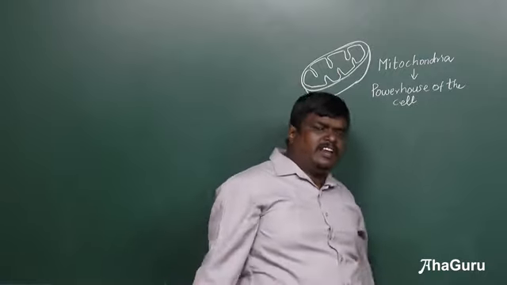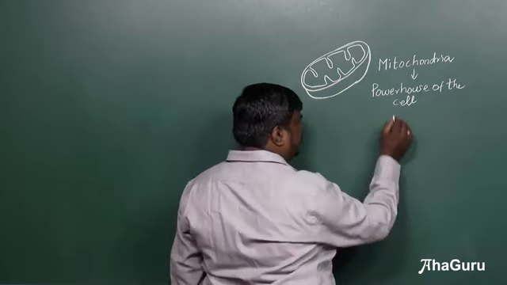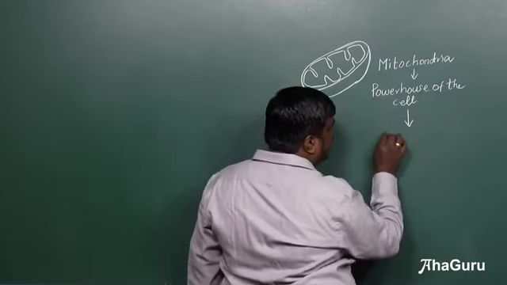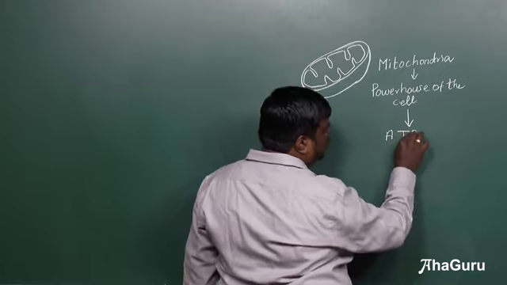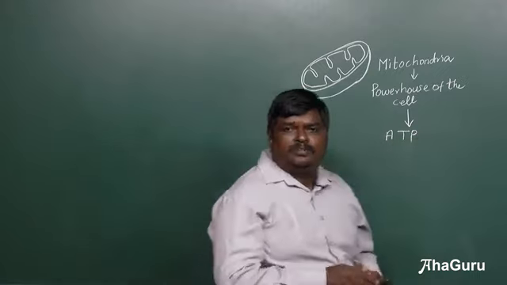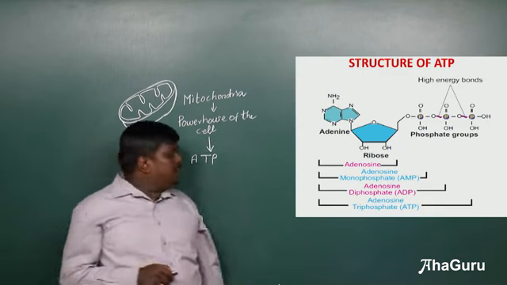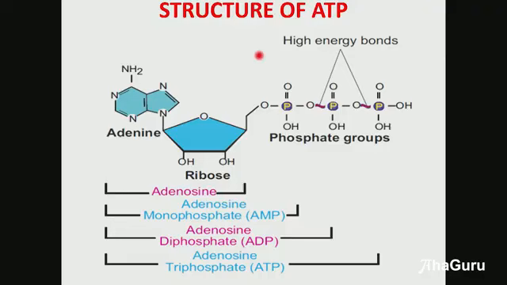This is the region where exactly respiration takes place, and this is the region where the ATP molecule is produced. You can see how ATP molecules are formed. This is the typical structure of the ATP molecule. It is mainly formed of a nitrogenous base called adenine, a sugar molecule called ribose sugar, and phosphate groups.